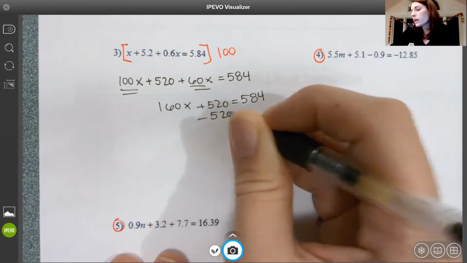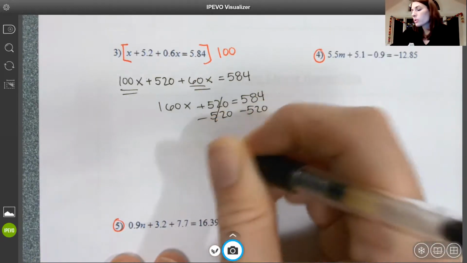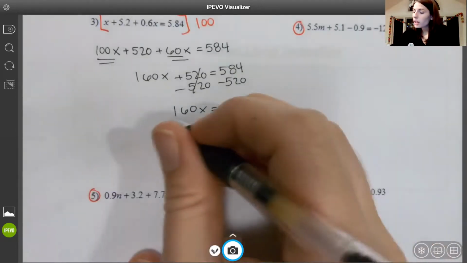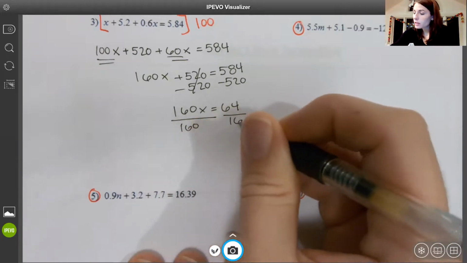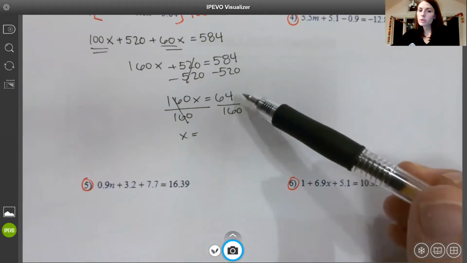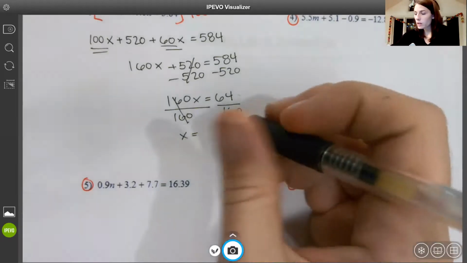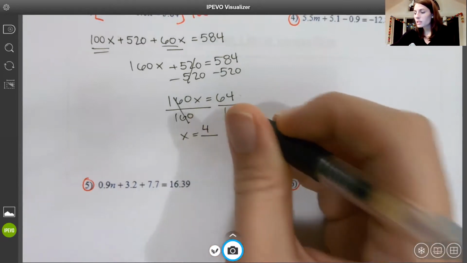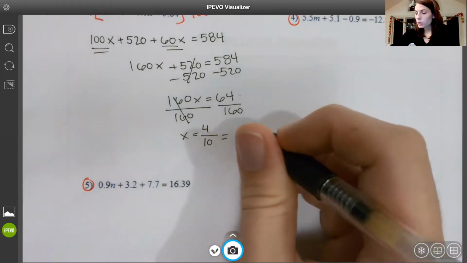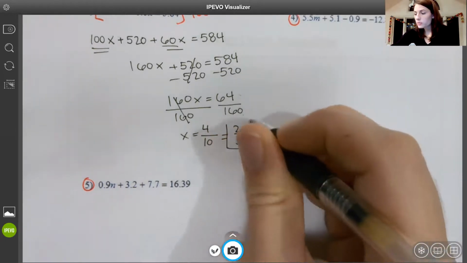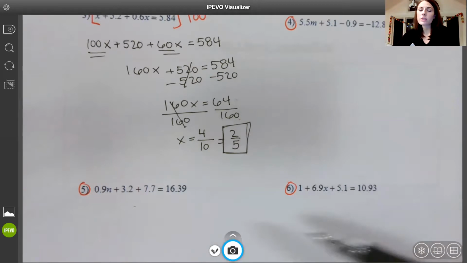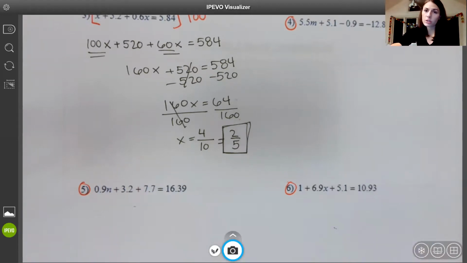And subtracting 520 from both sides gives me 160x equals 64. And then dividing by 160, x equals, so one thing I know is that 16 goes into both 64 and 160. So 64 divided by 16 is 4. 160 divided by 16 is 10. And then I can reduce that a little bit more down to 2/5. There's my reduced answer. So now I'm going to give you a chance to look at 4, 5, and 6, and then I will show you my work and you can check your answers.